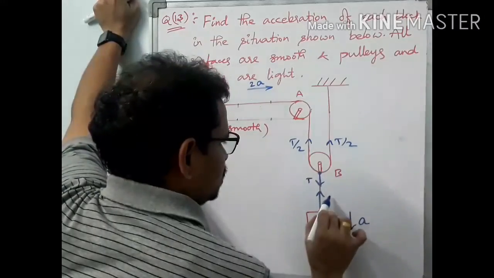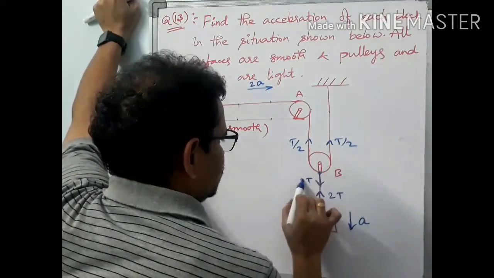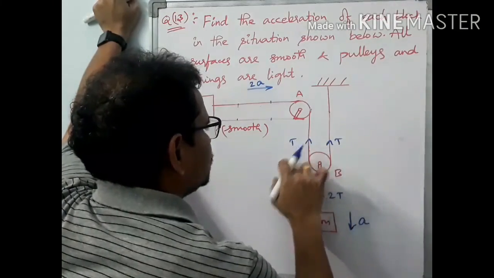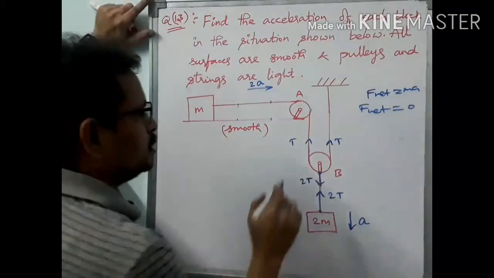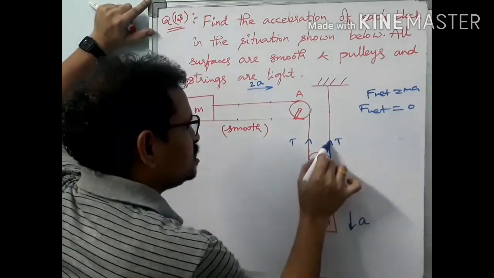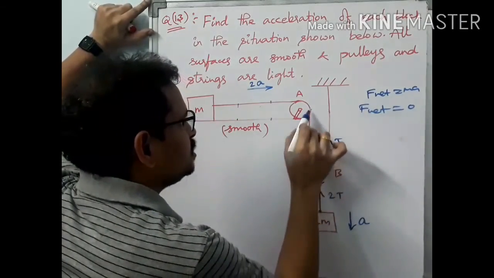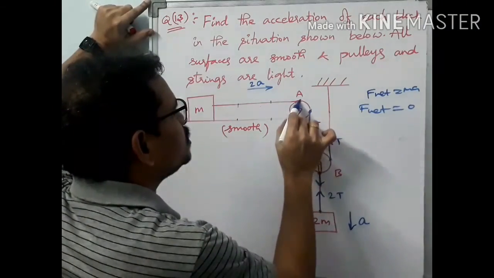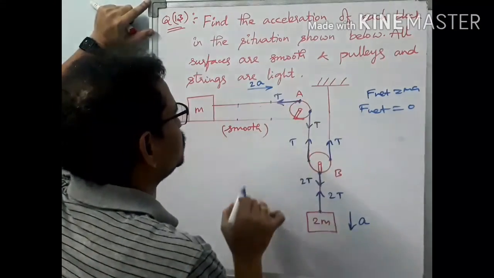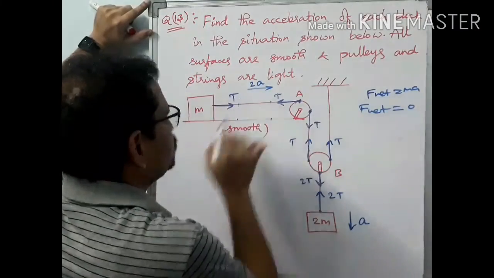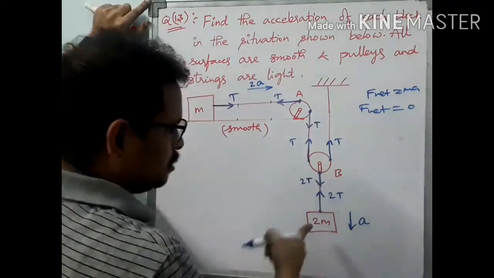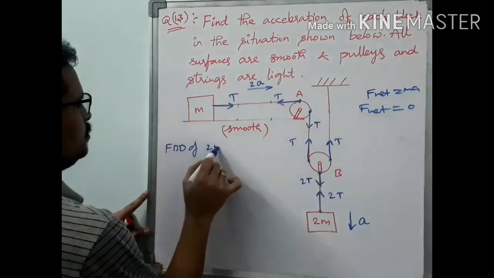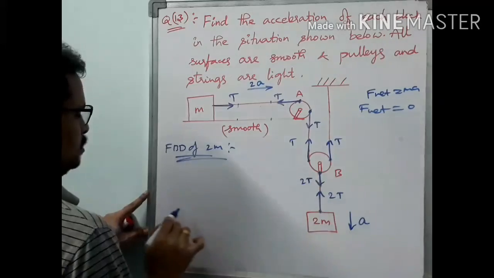Let us suppose that this is 2T, this is 2T, then this is T and T. So now, if this tension is T, this tension is T, then what about this tension? This is also T only. And what about this part of the tension? This is also T only. Then what about this one? This is also T only. Now let us draw the FBD of 2M, the FBD of the 2M block.